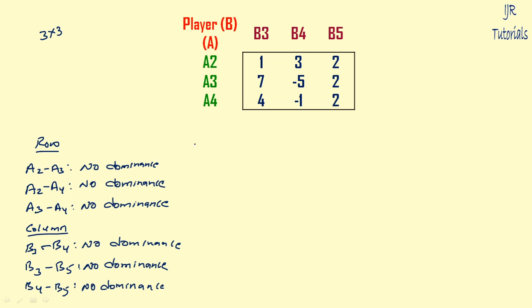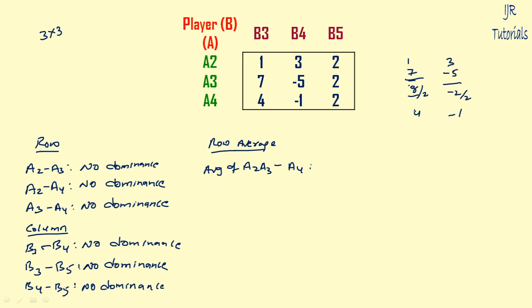Other than this, we have to take averages. So, row average. Average of A2, A3 compared with A4. See here, what is the average of A2, A3? 1 plus 7 is equal to 8, 8 by 2, average is equal to 4. Second one, 3 minus 5, that is minus 2 divided by 2, that is minus 1. These are the new numbers of the average.